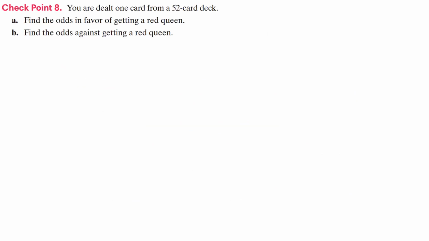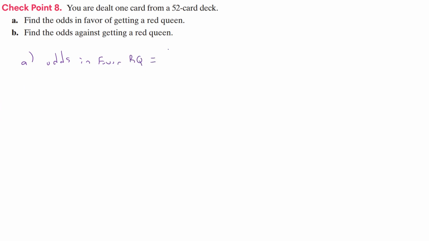All right. So let's say you're dealt one card from a 52 card deck. Find the odds in favor of getting a red queen, and then find the odds against getting a red queen. All right. So we know we can just switch it from the one to the other, but we'll look at it both ways. So A, we want to find the odds in favor of a red queen, and we'll just kind of abbreviate it so we don't have to write it.